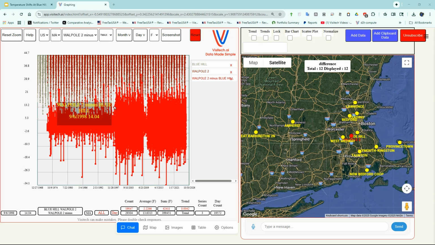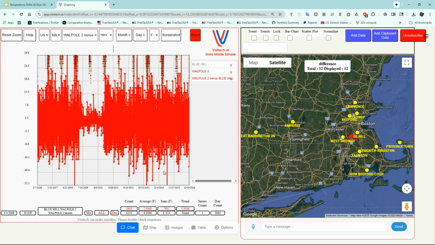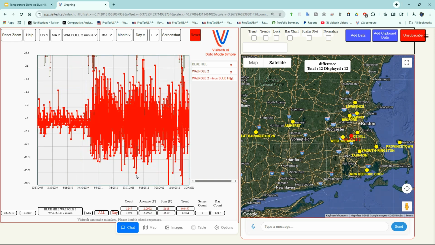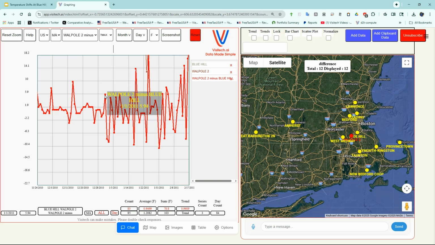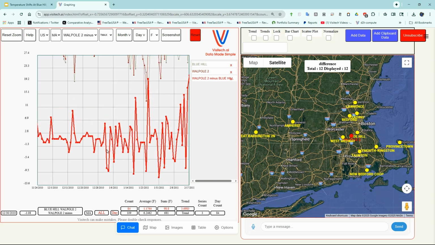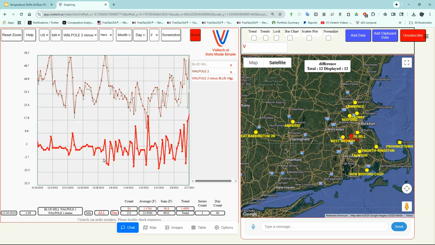You can see that there's periods of time when the temperature difference between the two stations was much larger than it is at other times. Let's take a closer look at that by zooming in. Now we can see that on January 1st, 2011, something shifted so that the temperature difference between Walpole and Blue Hill became much larger. So let's take a look at the thermometer data and see what happened on that date.